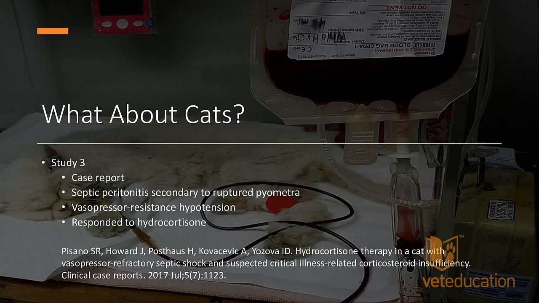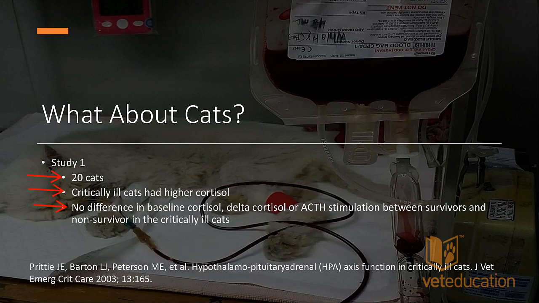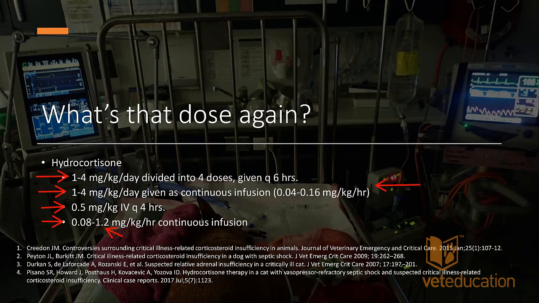The third study was actually a case report. It's the only specific case report. This was a cat that had septic peritonitis secondary to a ruptured pyometra. It had vasopressor resistant hypotension and responded very well to hydrocortisone. So this was given at quite a high dose. This was back at the 1.2 milligrams per kilo per hour dose, I think it was that dose. Let me just go back a couple of slides there. The 1.2 milligram per kilo per hour there.